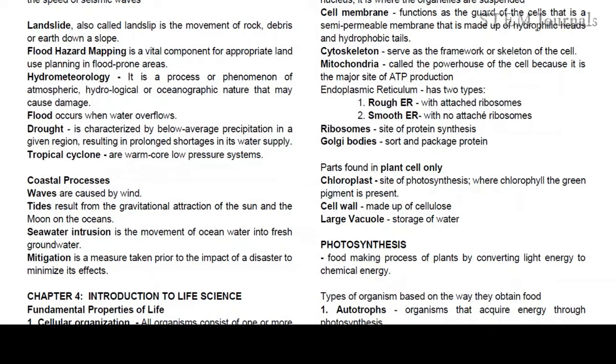And mitigation, it is a measure taken prior to the impact of a disaster to minimize its effects. So mitigation, this is most common on the disaster risk reduction processes na kung saan hindi naman natin gusto pa na mas marami pang maapektuhan. So in order for us to provide an alternative solution in those natural hazards, we should provide a mitigation plan or a mitigation process in order to save much human life, structures, and other important things that can be damaged because of those natural hazards.